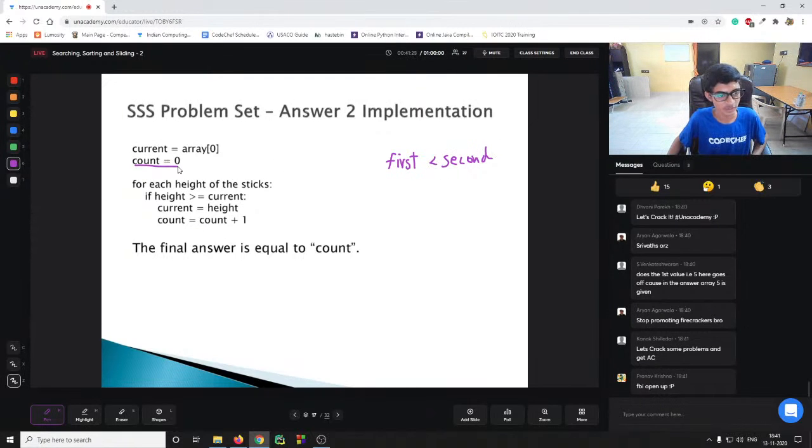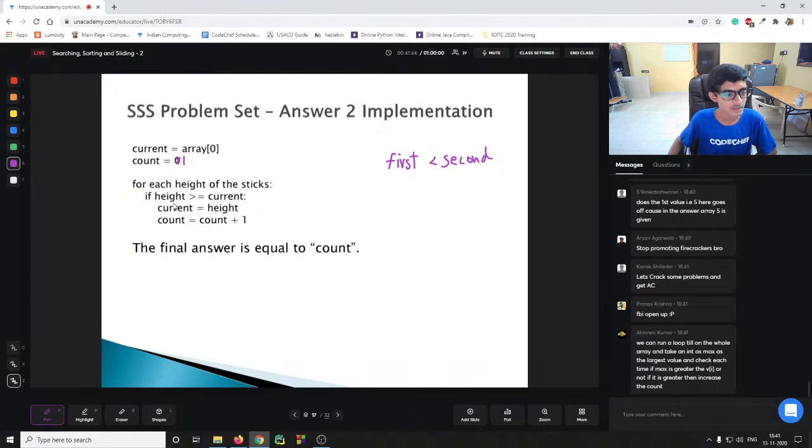So for example, we are going to be initializing count as 0. Actually, sorry, this count should be 1, because the first one will always be counted. So for each height of the sticks, if the height of the current stick is greater than or equal to the current, we can just initialize current as height and count as count plus 1. So we are going to be increasing count by 1, because the sunlight detector has gone off in the first stick, and then the second stick will have some other value, and the third stick will have some other value.